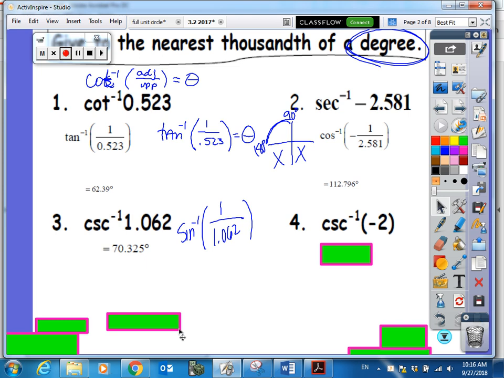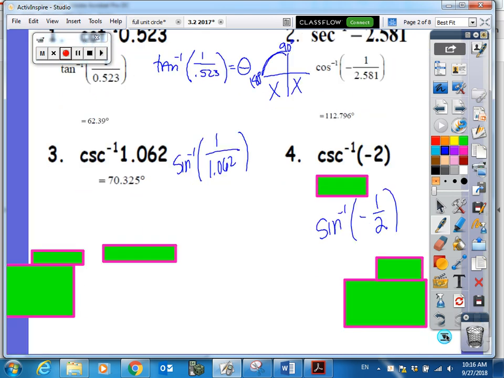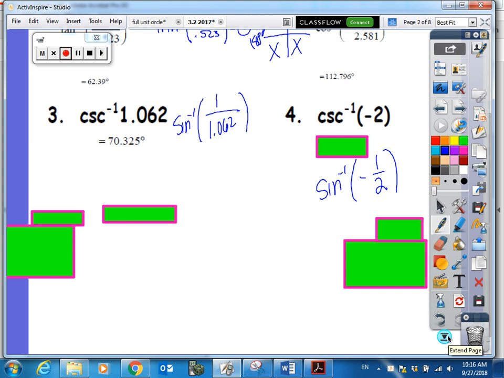And then number 4 really could be done without a calculator, but since we have a calculator, we'll go ahead and use it. What we type in is the secant sine of negative 1 over 2. Notice that's something we did yesterday. Hopefully we recognize that as something we did yesterday, the inverse sine of negative 1/2. So again, we could do that without a calculator, but since we have one, we go ahead and type that in, and you get negative 30 degrees.